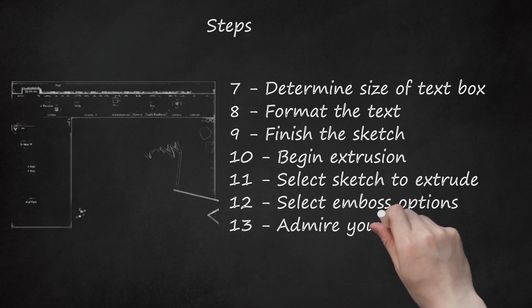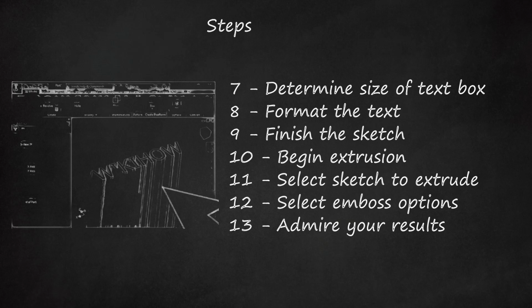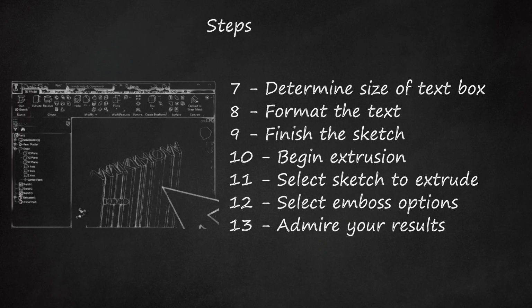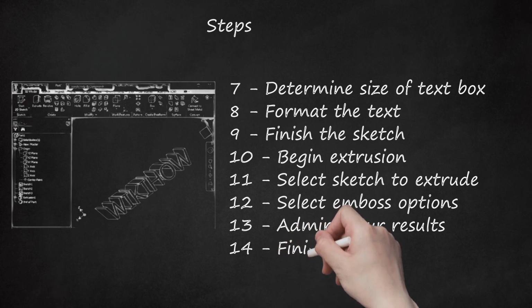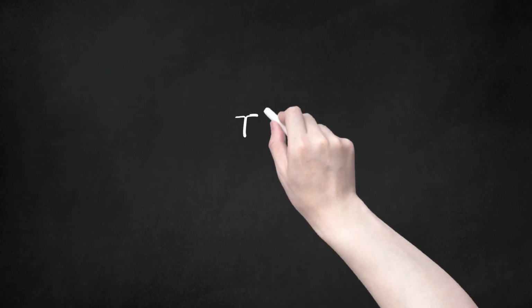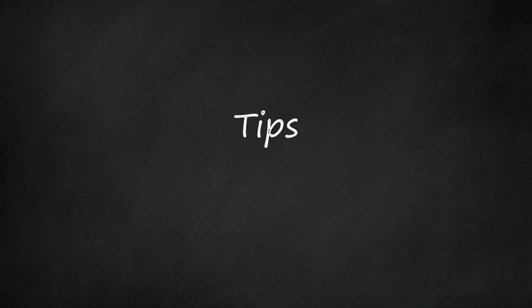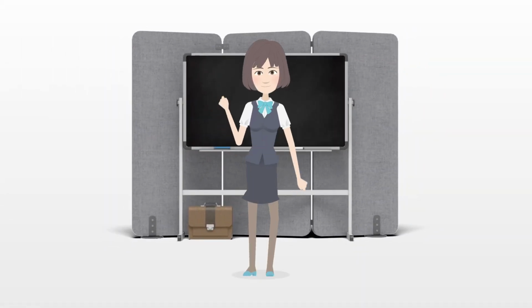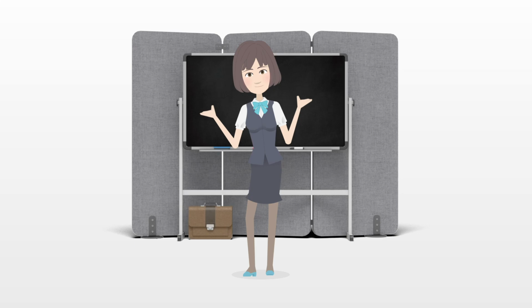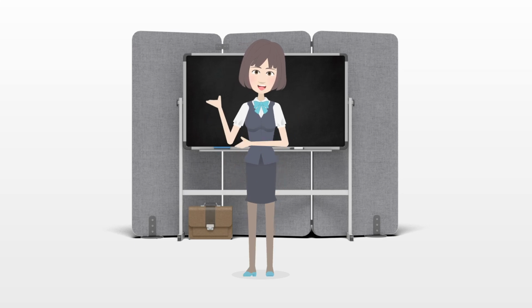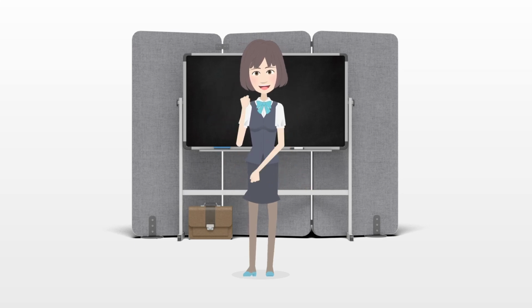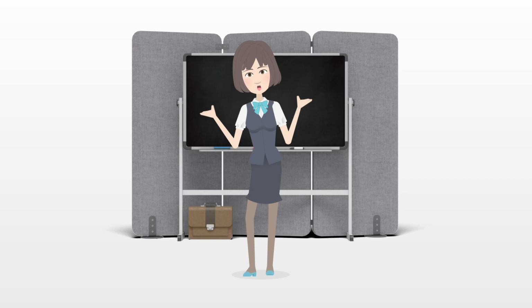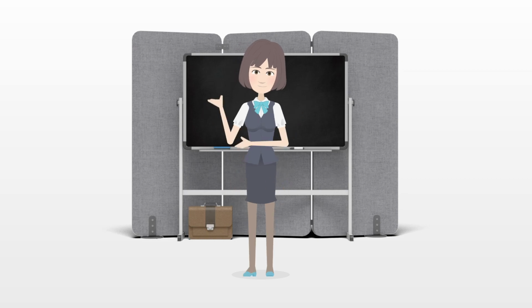13. Admire your results. You have now successfully extruded text using Autodesk Inventor. 14. Finished. Tips. Move slowly when selecting surfaces to sketch on. Use the undo button to return to a previous step if you've made a mistake. Save the modifications you have made frequently to avoid losing work in the event of a computer or program crash.